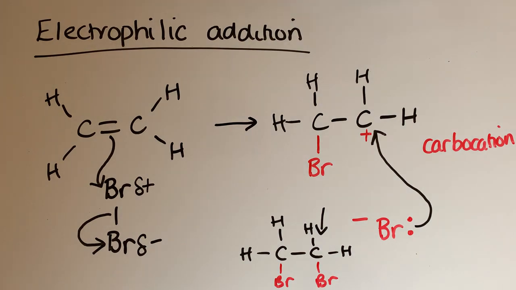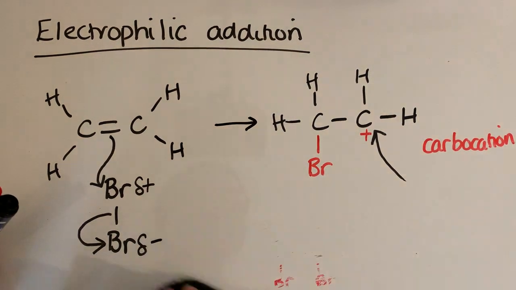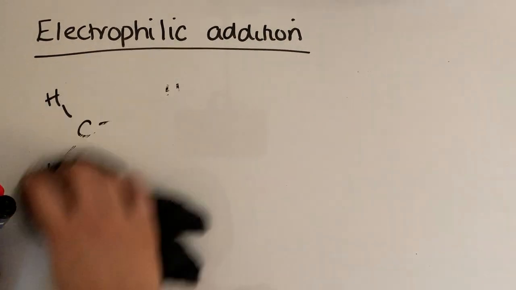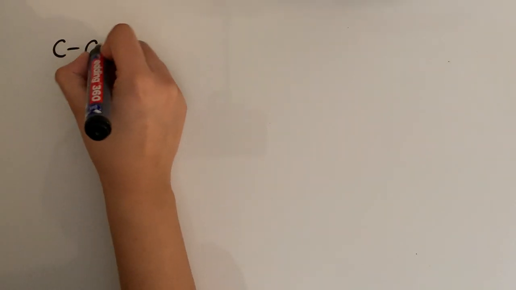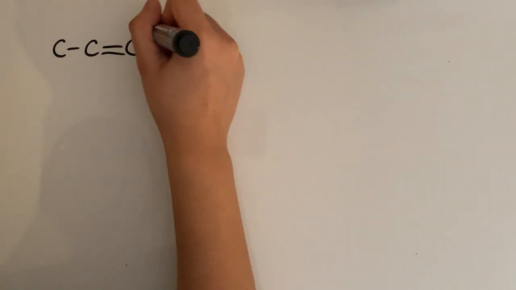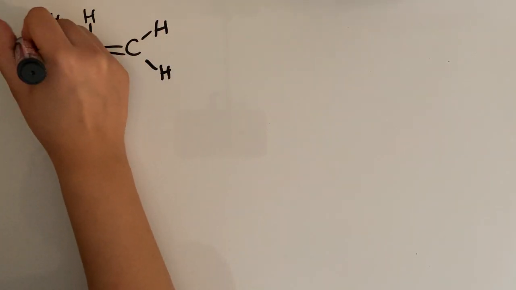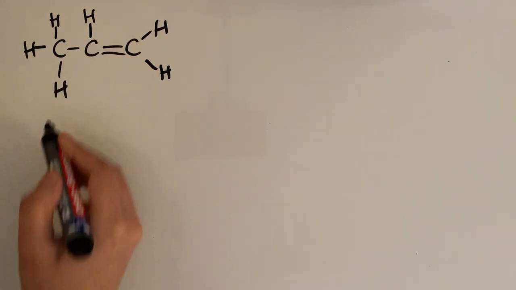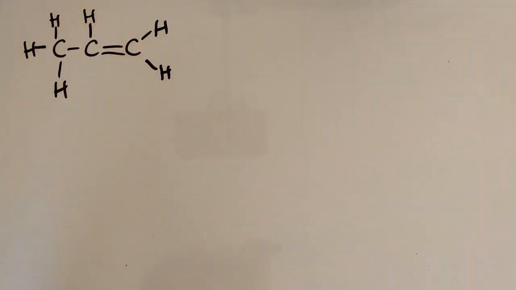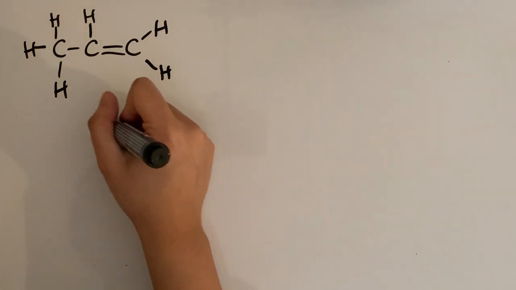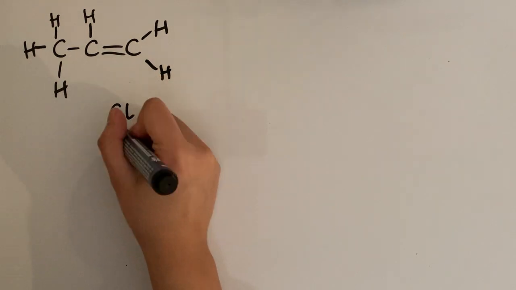Okay, so let's just do another example of this. I'm going to use a different molecule. So I'm just going to go for propene. When I'm drawing it out, I might just keep that as CH3 just to make life slightly easier. Let's do, so not the bromination, let's go for chlorine. So let's do the chlorination reaction.